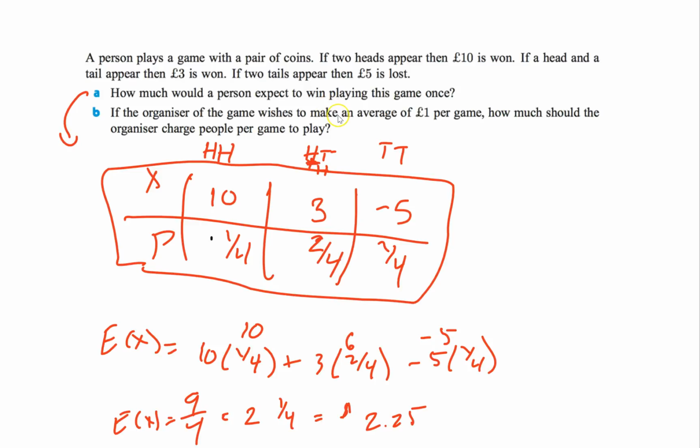If an organizer of the game wishes to make an average of $1 per game, how much should he charge to play? Well, again, we expect to win $2.25 every time we play. So if he wants to make $1 each time, you're just gonna add $1 to it. $3.25, right? That way, on average, we win $2.25 to play, but he's charging us $3.25 to play. So we're losing $1 every single time. But again, this is because the organizer wants to win $1 every single time. So he just adds $1 to the average number. And that's the way it works. Shady, but it's the way it works.